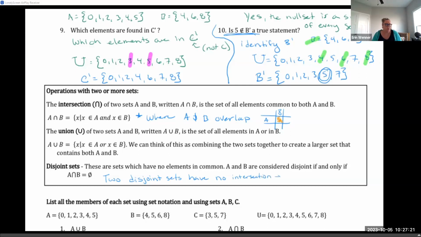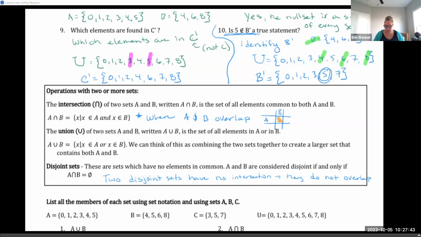So if we think about the set of cats and the set of dogs, cats and dogs do not have any species that is common to both of them, right? There's no catogs, as I say. So those are two disjoint sets. Cats and dogs are completely separate. They do not overlap. There is nothing that is common to both.